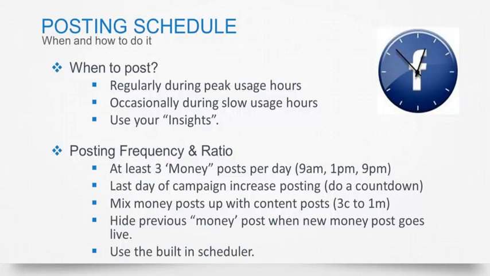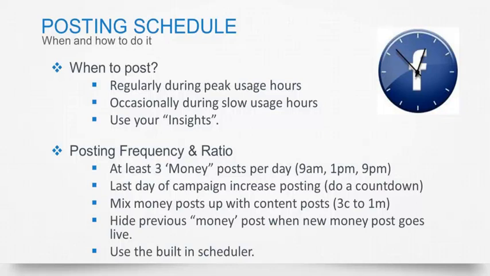Then you need to make sure you are mixing up your money posts, which are the t-shirt posts, with content posts. Content could be images, memes, videos, your general posts that you're posting on your page. The ratio is 3 content posts to 1 money post, okay? That is the effective ratio for getting your page distribution out there, getting interaction on your page, getting people to see your money post without bombarding them too crazily with your money posts, okay?